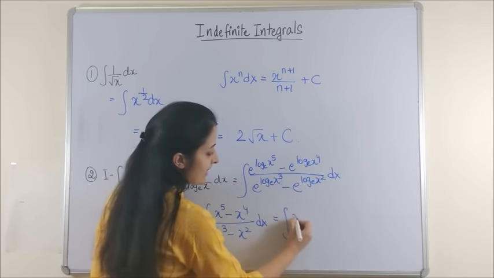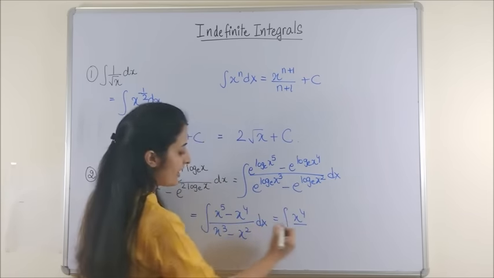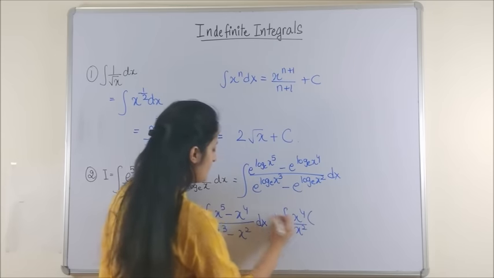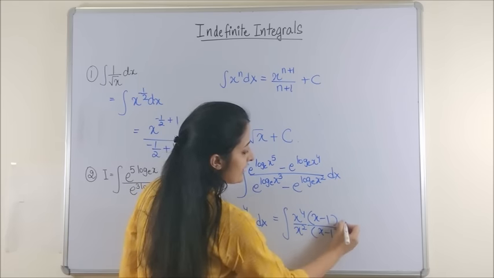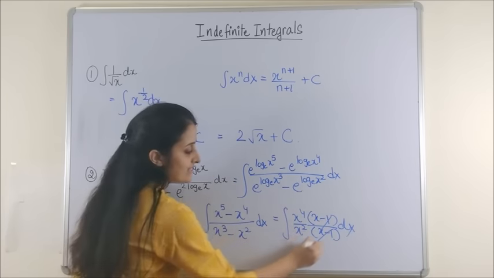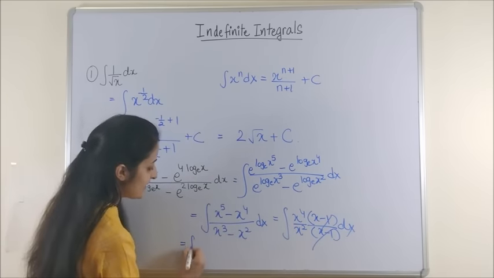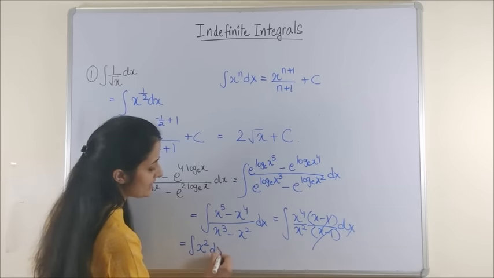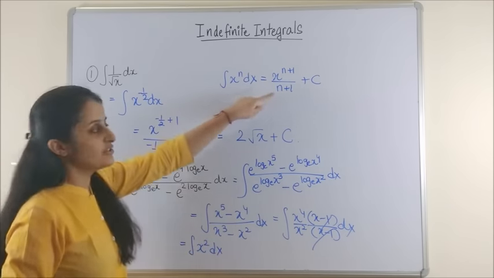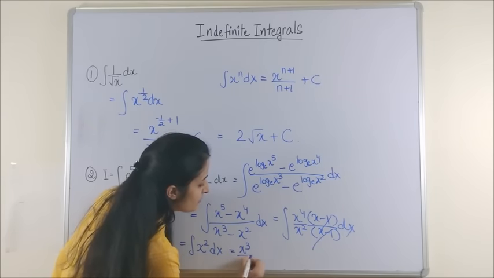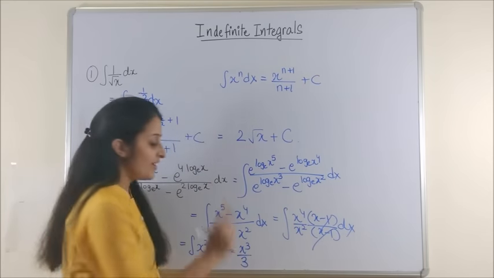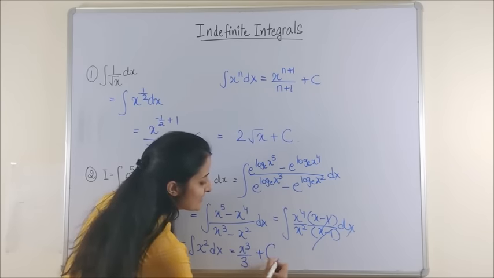Further, on taking x raised to the power 4 common from here and x square common from here, we are left with x minus 1 in both numerator and denominator. This gets cancelled and we are just left with the integral of x square dx. Once again, making use of this formula, we get the answer to be x cubed by 3. Now, you must also add plus c.